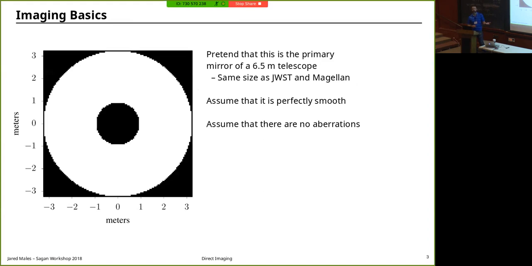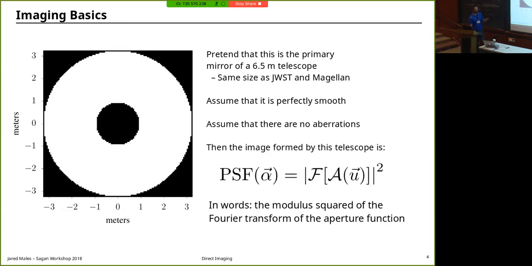And assume for the time being that this is perfectly smooth. There's nothing wrong with it. It has no aberrations on its surface. So I know it's early, but I have to use Fourier transforms because we're talking about imaging and there's nothing I can do about it. So the image formed by this telescope is the modulus squared of the Fourier transform of the aperture function.